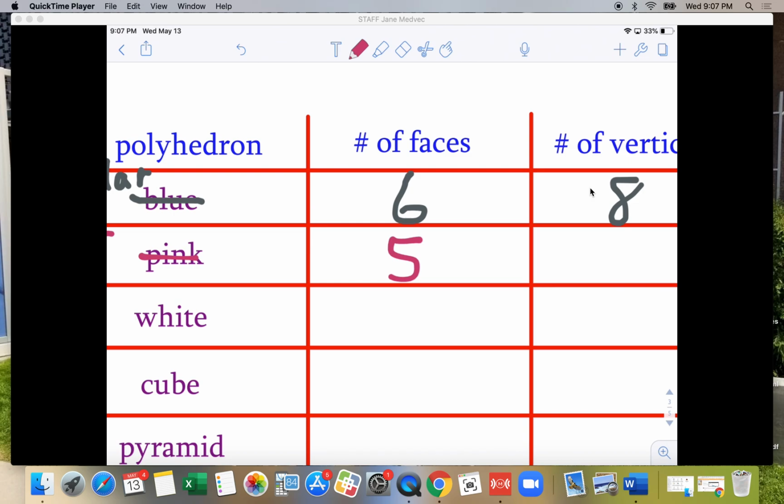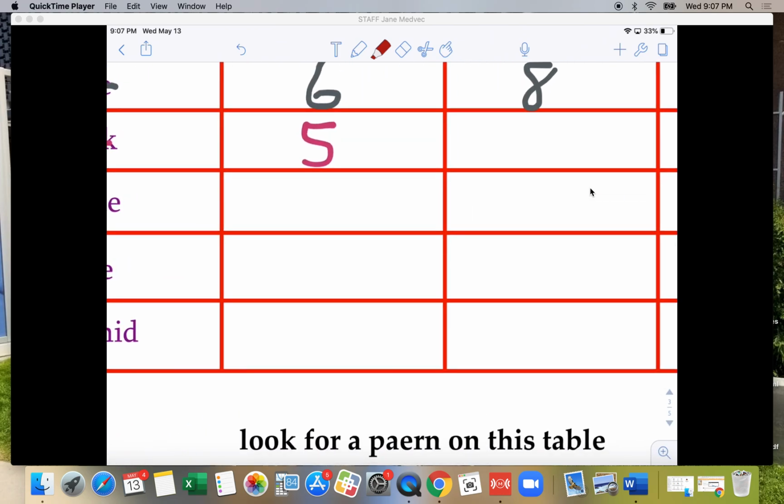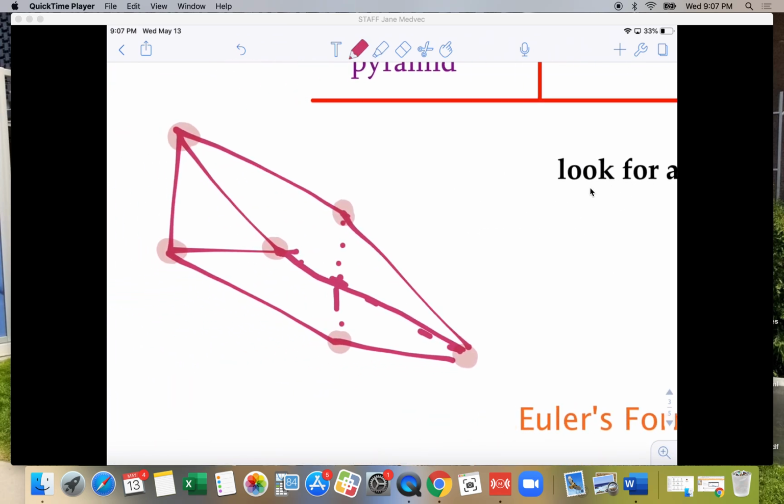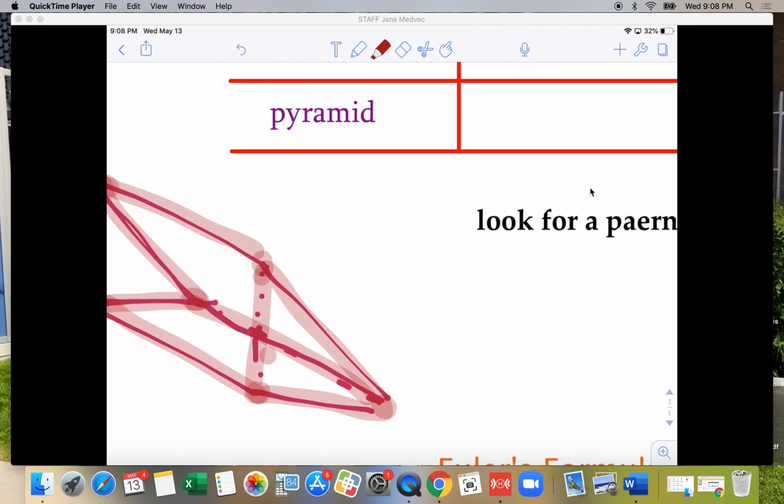If I look at the vertices, you're going to notice that I've got 1, 2, 3 on the top and then 1, 2, 3 on the bottom. So that would be a total of 6. And then if I look at the edges, well, I've got 1, 2, 3, 4, 5, 6, and then 6, 7, 8, and 9. So it's a total of 9 edges.